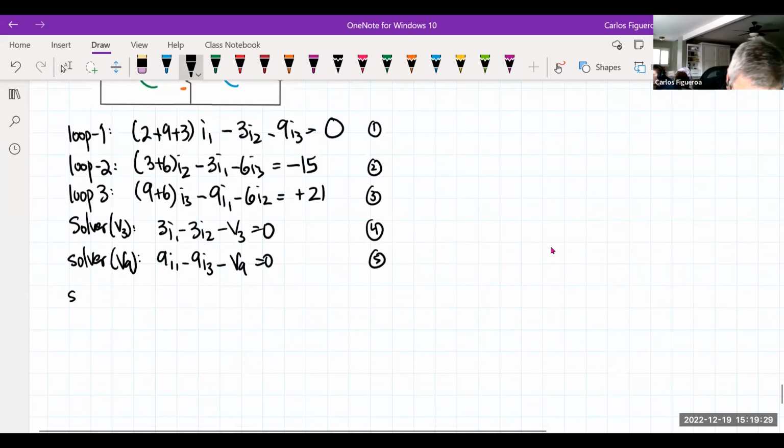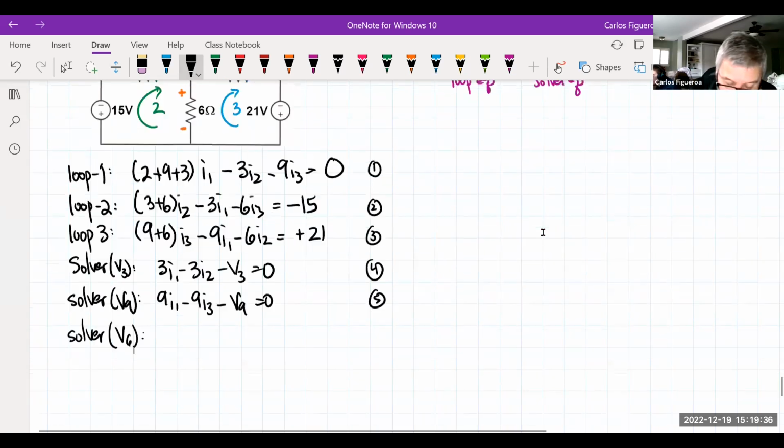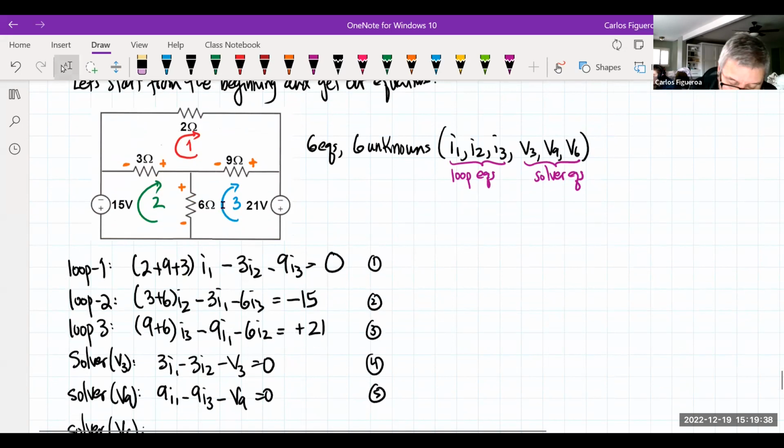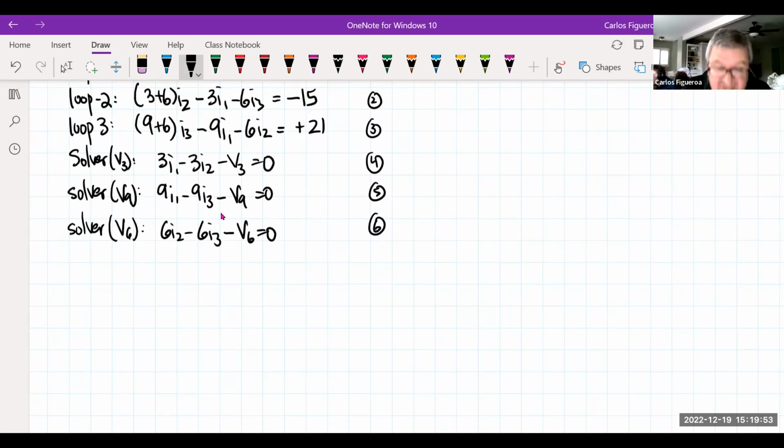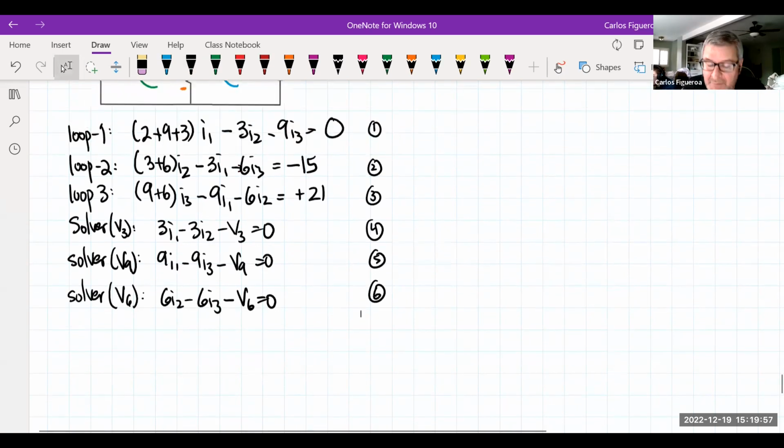And then our last solver, if I look at this, is the solver between 2 and 3. So this should be 6I2 minus 6I3 minus V6 equals 0. And that's my 6th equation here. So now all I've got to do is put this into matrix form. Here we go.